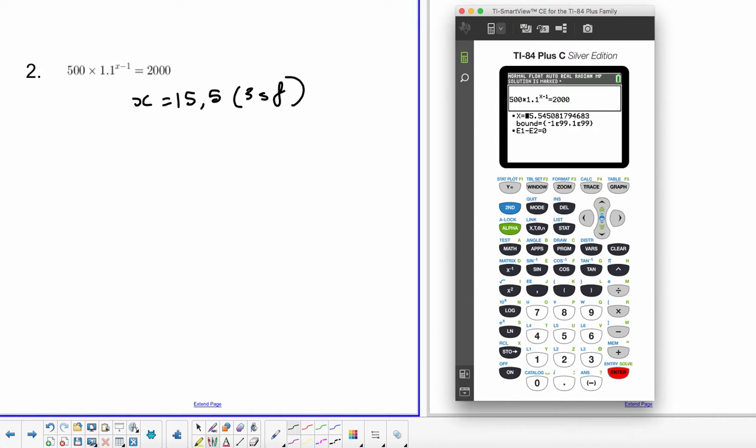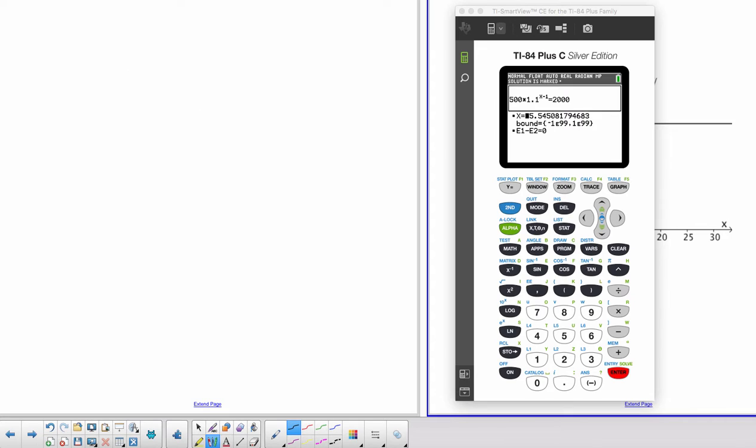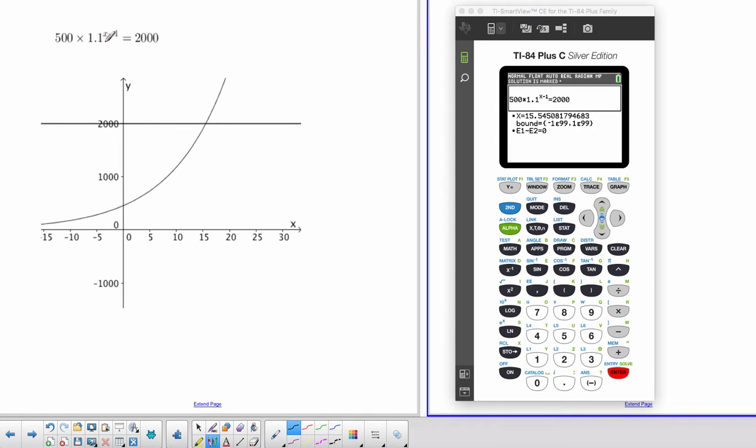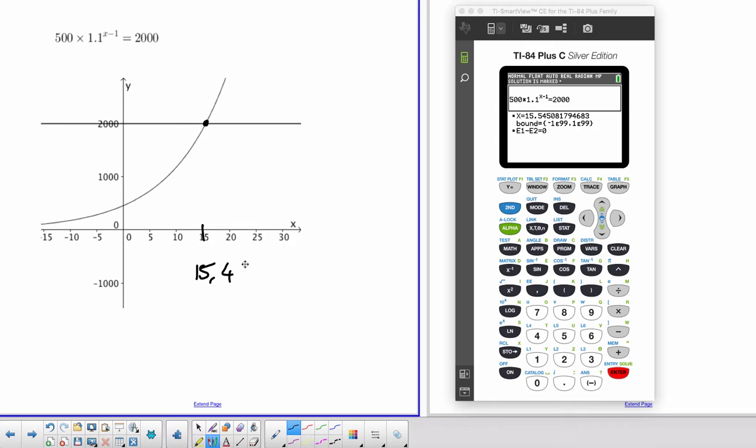So let's have a look at the graph of those two expressions. Here is the graph of the exponential y equal 500 multiplied by 1.1 to x minus 1. Here is a constant y equal 2000. And in topic 6 we learn about the exponential, how it behaves asymptotically and then will either always increase or always decrease. And so we see that it's going to cross a horizontal line once and once only. And there's the number 15.455458.